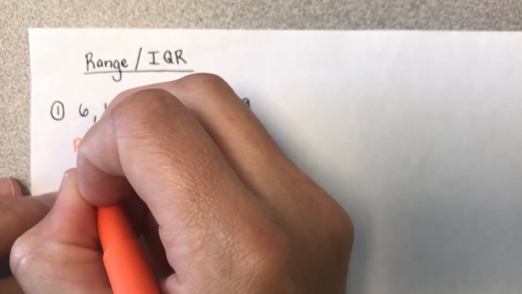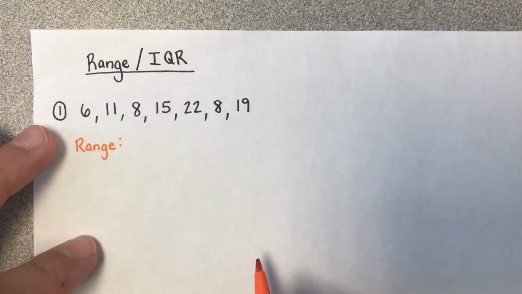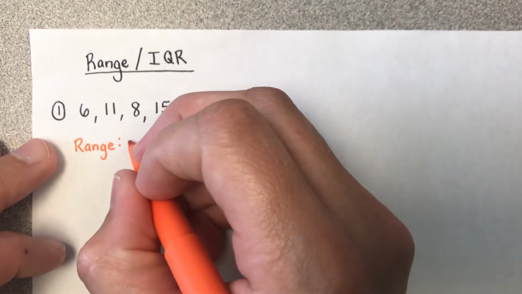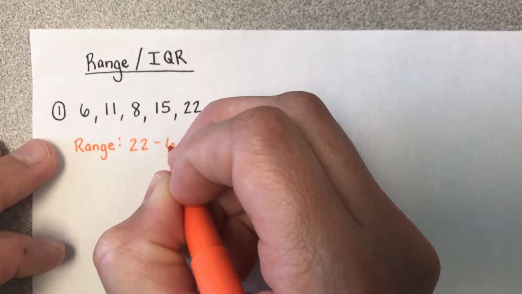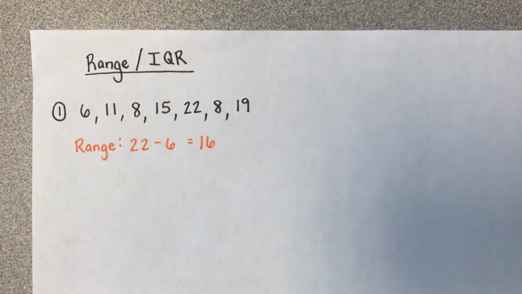So for this first one, I just need to identify my biggest number and my smallest number, which is 6 and 22. So I'm going to do 22 minus 6. And I'm going to get 16. And that's all there is to it for range. Just finding the biggest and the smallest and subtracting them.